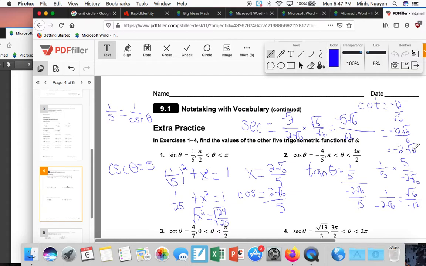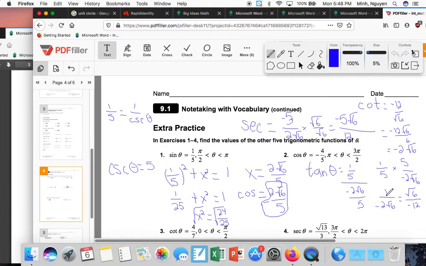So here are my 5 answers, or my 5 trig values. Cosecant is 5. Cosine is, I was going to say cosecant. Cosine is 2 root 6 over 5, or sorry, negative 2 root 6 over 5. Don't forget the negative, because we're in the second quadrant. Secant is negative 5 root 6 over 12.